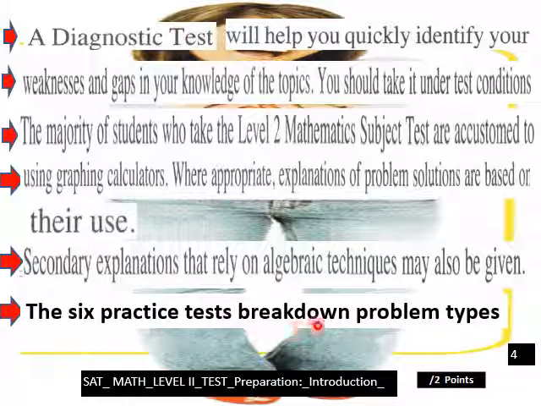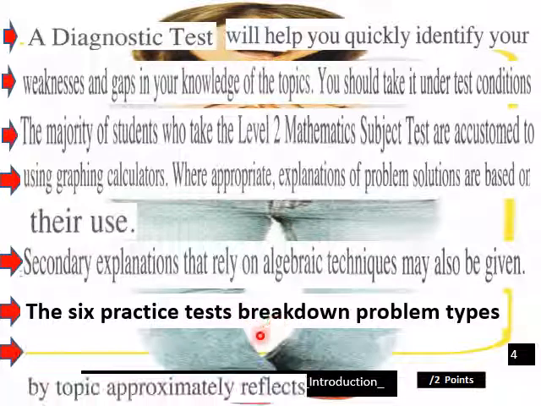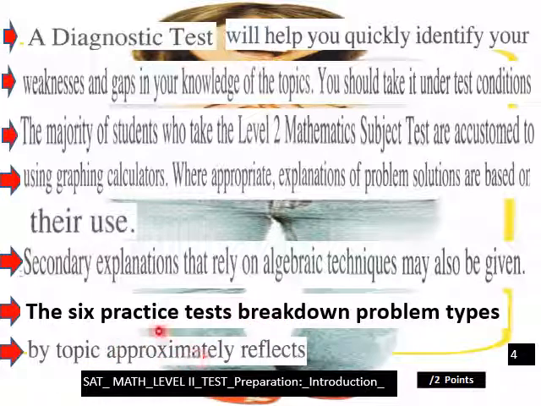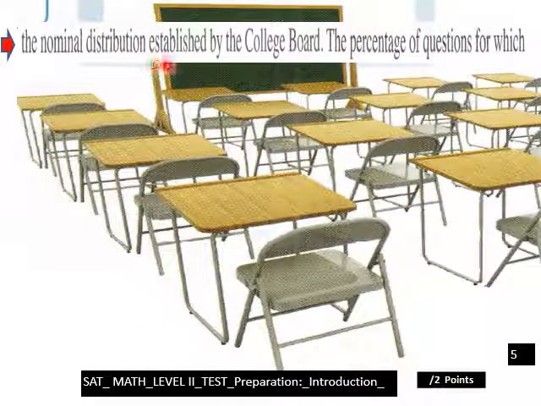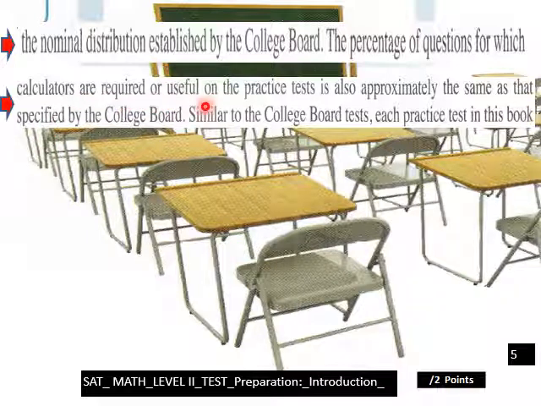The 6 practice tests break down problem types by topic. In this course, there are 6 practice tests, which you can get in study plan number 5. They approximately reflect the nominal distribution established by the College Board. So the 6 practice tests cover the different problem types that you'll find on the Level 2 tests. The percentage of questions for which calculators are required or useful on the practice tests is also approximately the same as that specified by the College Board. So these practice tests are established by what you're actually going to see on your Level 2 test.